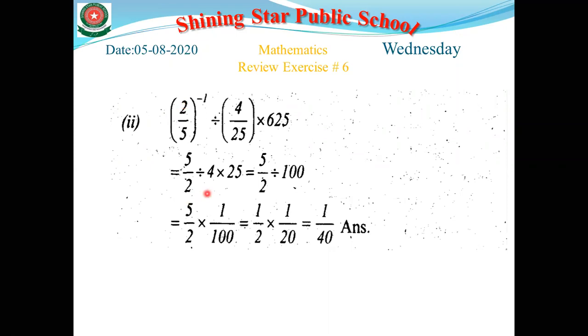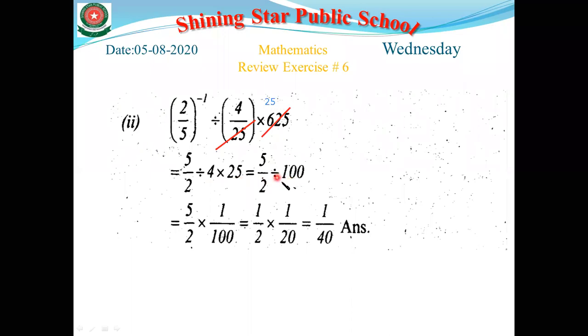So very simple, 4 divided by 25 multiply 6 to 5. Now we can cancel it. 25 1 is 25, 25 multiply 25 is 625. Here becomes 25. So that's why this 25, 4 multiply 25. Now 4 multiply 25 is 100. 5 over 2 divided by 100.